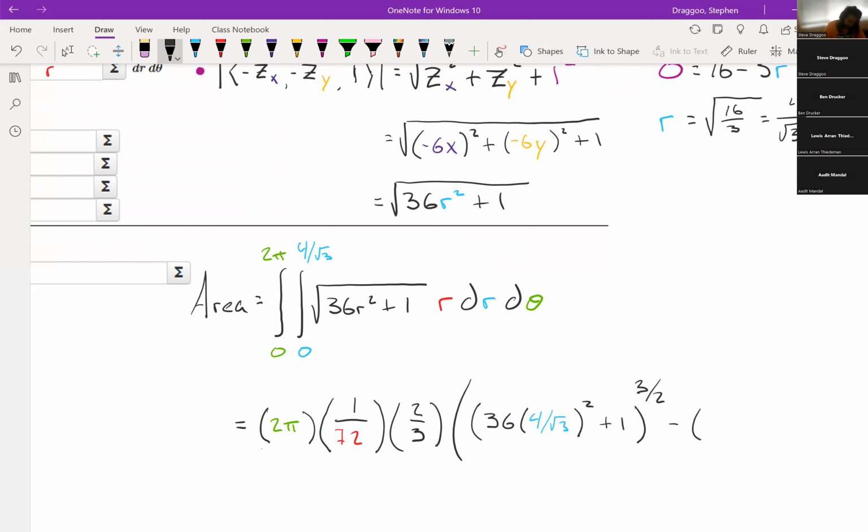minus, what do I get when I plug in 0? I'm going to get 0 plus 1, which is just 1, to the 3/2 power, which is still 1. So that's my integration right there. Works out to that. I'm going to leave it there rather than simplifying that algebraic mess.